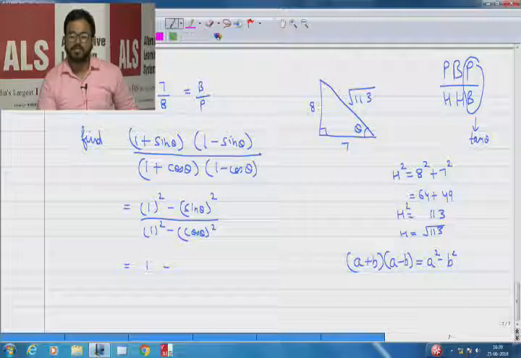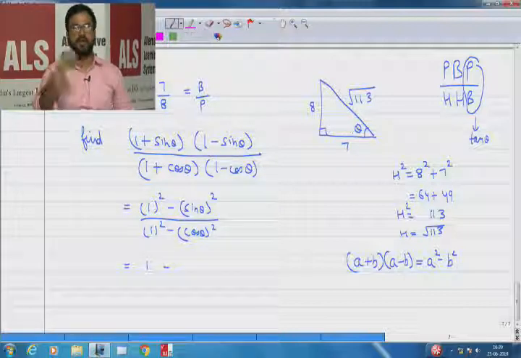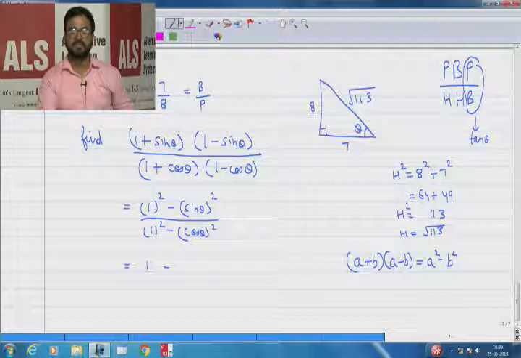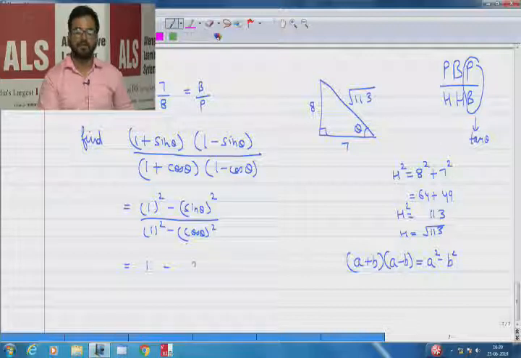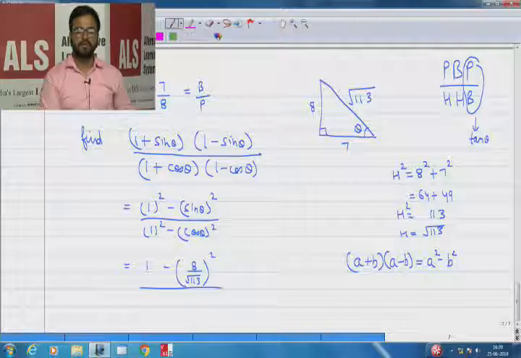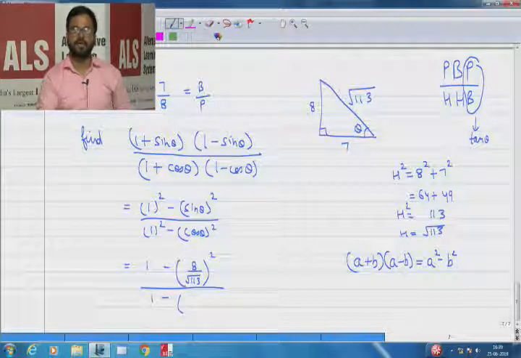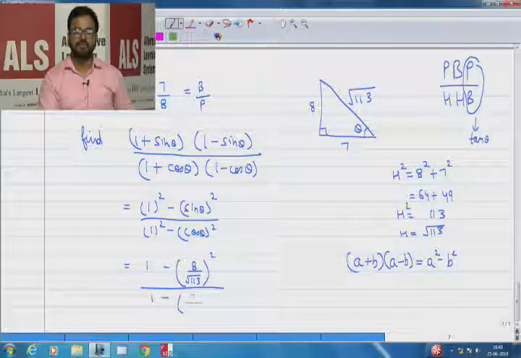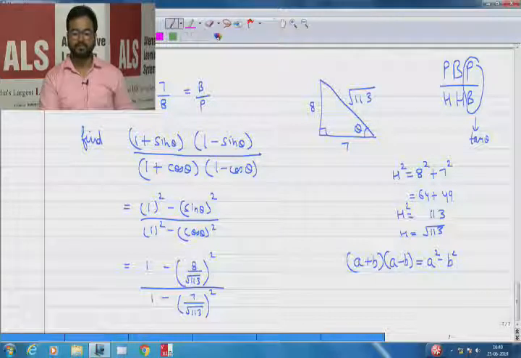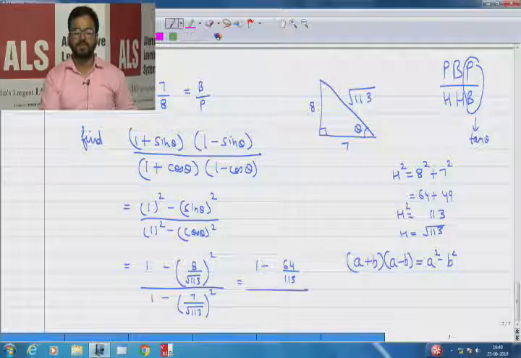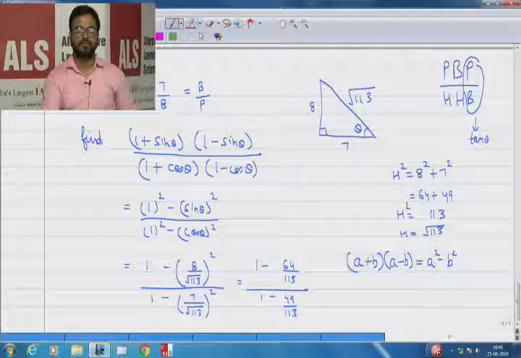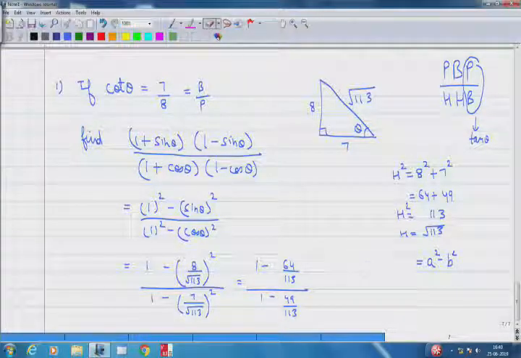Sin theta is the ratio of perpendicular and hypotenuse. So in this triangle, perpendicular is 8, hypotenuse is root 113. So it is 8 over root 113 whole square. In the denominator, cos theta, base over hypotenuse, 7 over root 113 whole square, right? Again if we simplify, this is 1 minus 64 over 113 over 1 minus 49 over 113. So now you can just simplify this one, it's an easy one now.